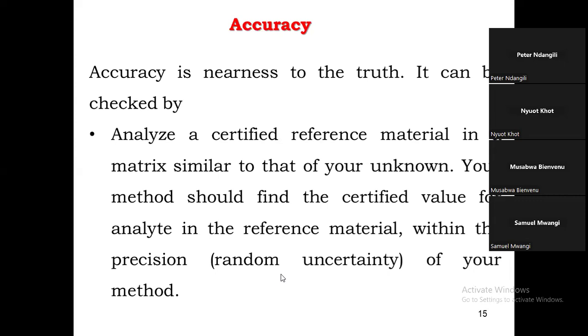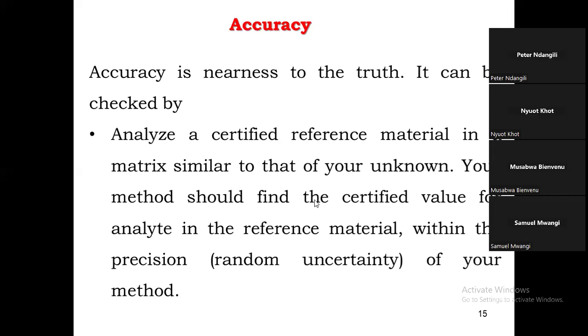For example, if you are analyzing the concentration of copper in a particular sample, you are going to get a particular result. And then you have to get what we call a certified reference material. This certified reference material should have the matrix similar to what you are analyzing, and then it is going to have a specific concentration. Therefore, when you take your certified reference material and you carry out an analysis using your technique, you are supposed to get the same result as that which is specified in the reference material.